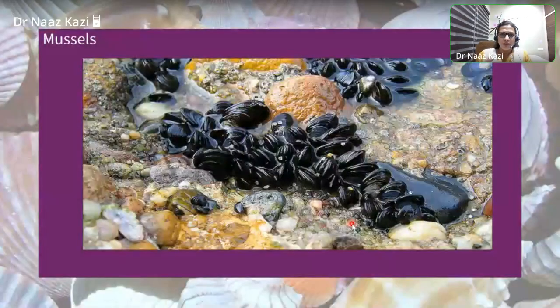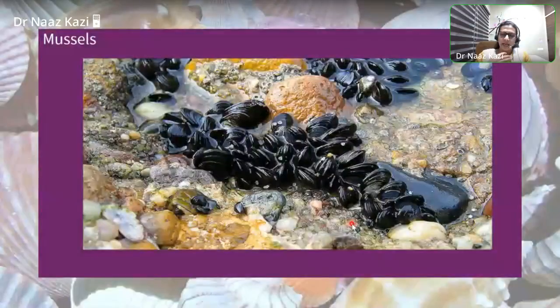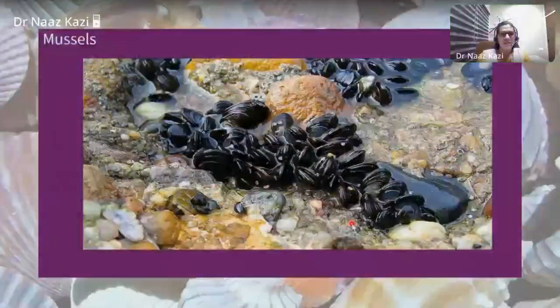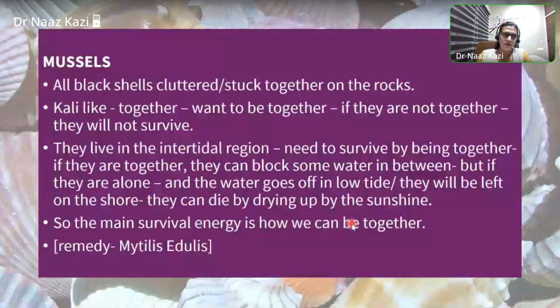And by sticking to each other, they collect more water in them, they just trap water, because when the low tide happens and the water goes back, they will remain exposed. And if they are alone, if they are separated, then they might dry up due to the sun, and they might die. So mostly how we see it in the patients, we see, okay, here all black shells were clustered and stuck together on the rocks. They are basically Kali-like, the Kali remedies, always together, wanting to be together. If they are not together, they will not survive.